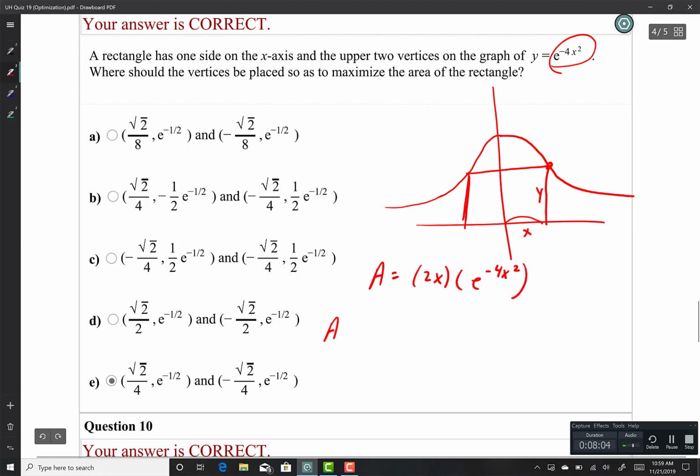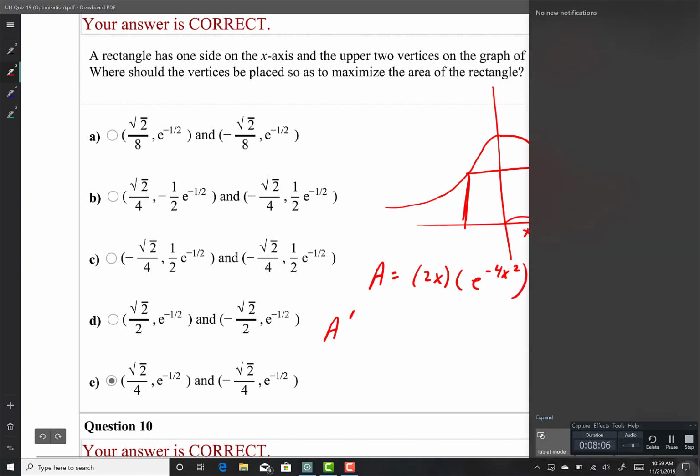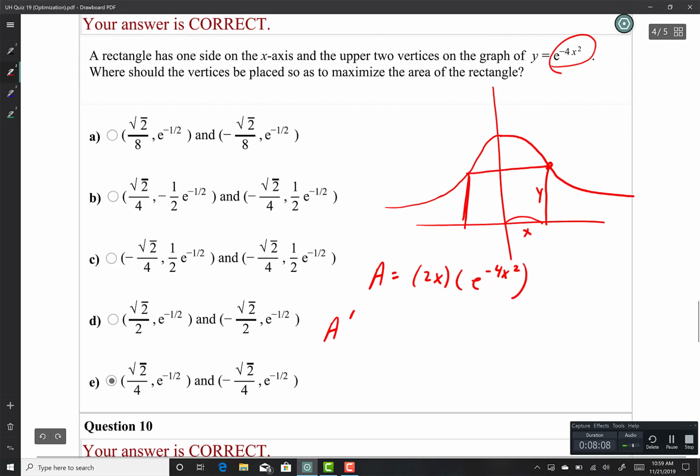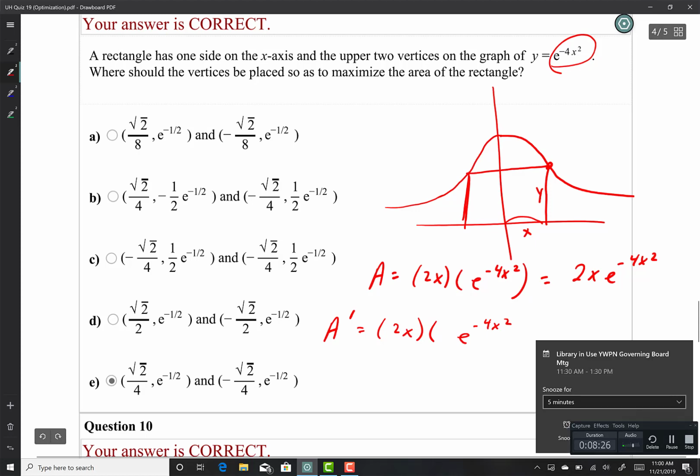So here we go, guys, A prime. So I'm just going to put all this together, I guess. 2x e to the negative 4x squared. So A prime: first times the derivative of the second, 2x times e to the negative 4x squared times the derivative of negative 4x squared, which is negative 8x.